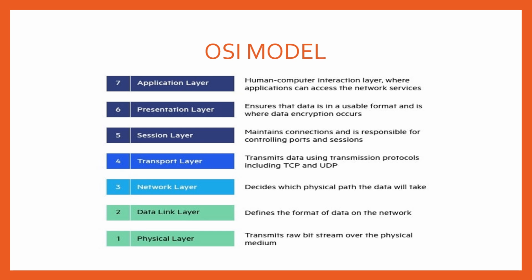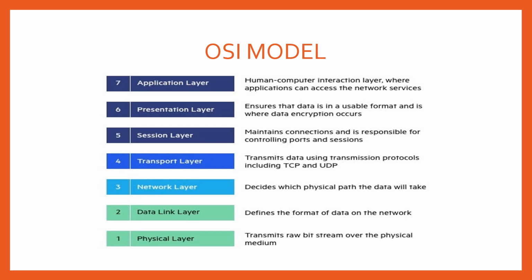And the next one is the network layer. The network layer is the one that decides which physical path the data will take. So it is responsible for logical addressing and routing of the data.